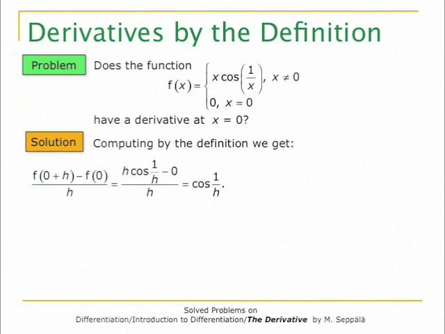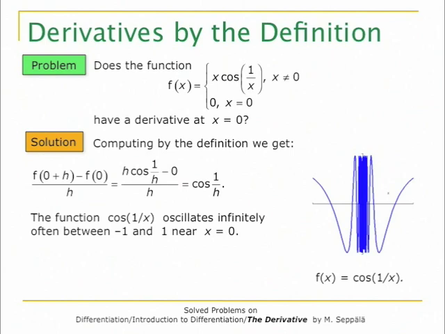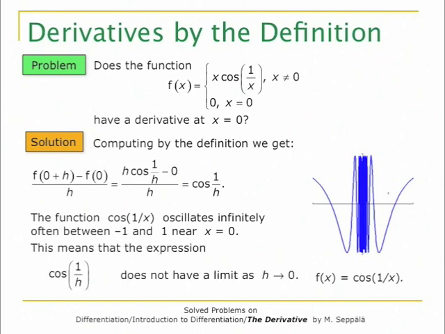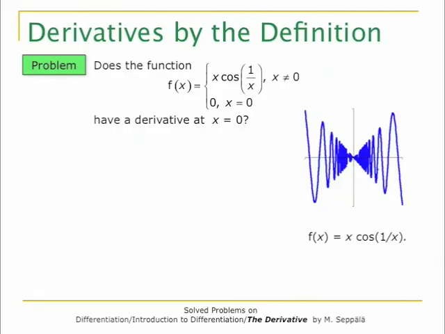Now this expression becomes h times cosine of 1 over h minus 0 divided by h. h cancels out, so you get simply cosine of 1 over h. Now the function cosine of 1 over x oscillates infinitely often between negative 1 and 1 near x equals 0. Here you see the graph of this function. This function does not have a limit at x equals 0, and this means that the expression cosine of 1 over h does not have a limit as h approaches 0.